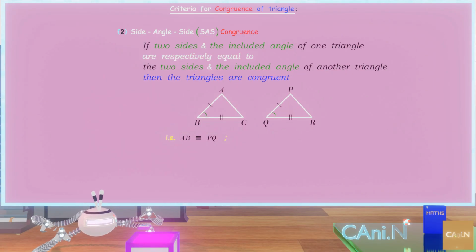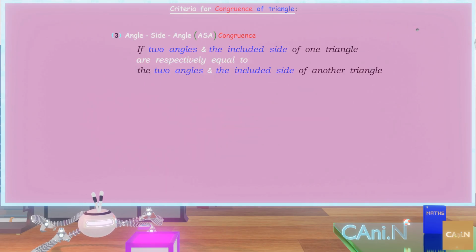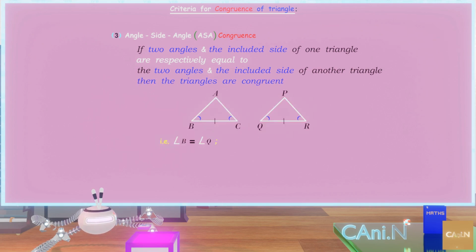Here, AB equals PQ, BC equals QR, and angle B equals angle Q. So, triangle ABC is congruent to triangle PQR. Angle-side-angle congruence: if two angles and the included side of one triangle are respectively equal to the two angles and the included side of another triangle, then the triangles are congruent. Here, angle B equals angle Q, angle C equals angle R, and BC equals QR. So, triangle ABC is congruent to triangle PQR.